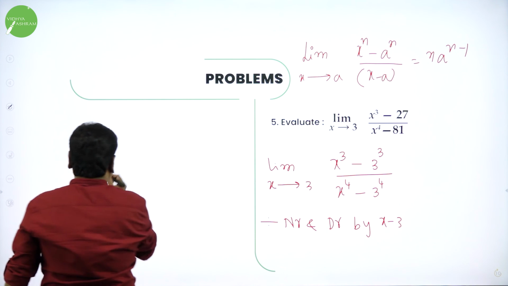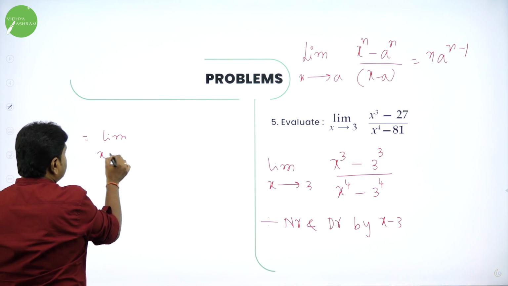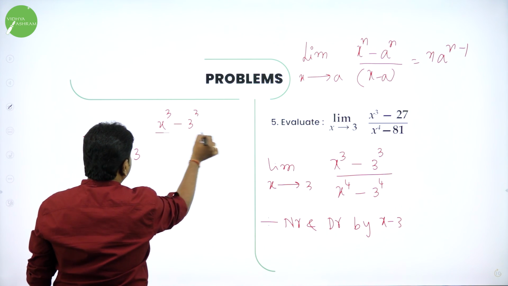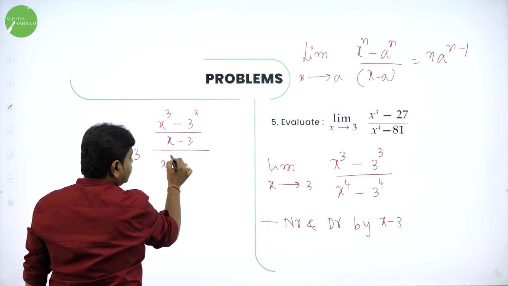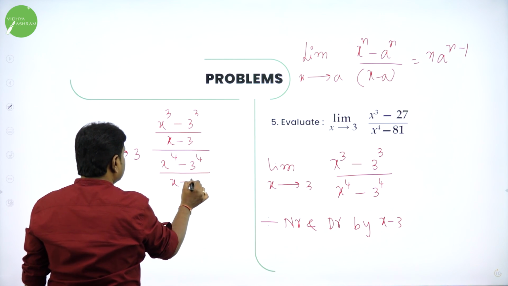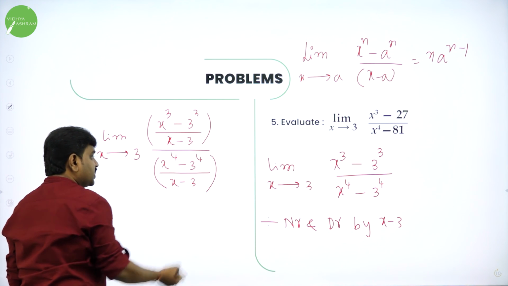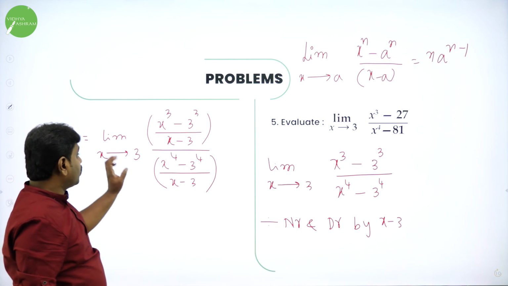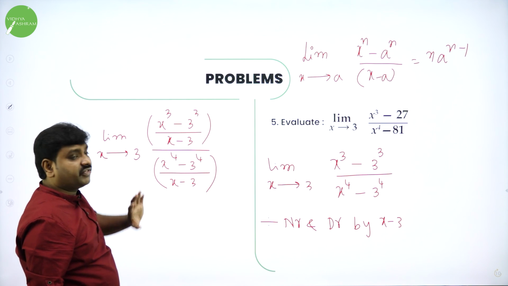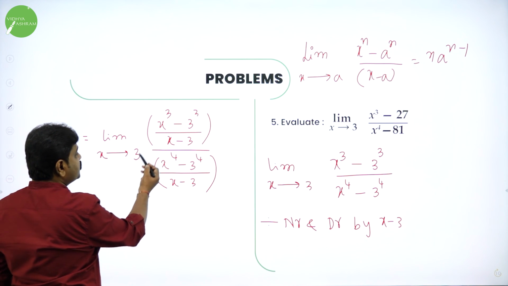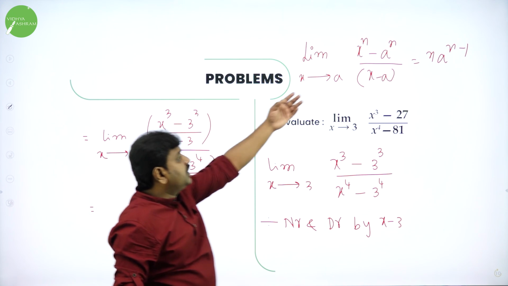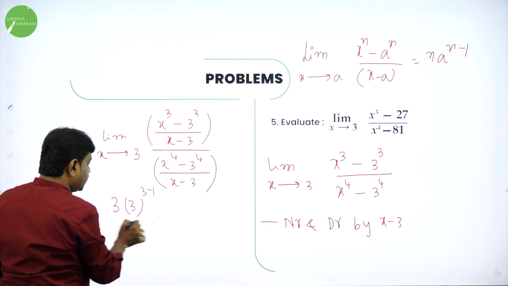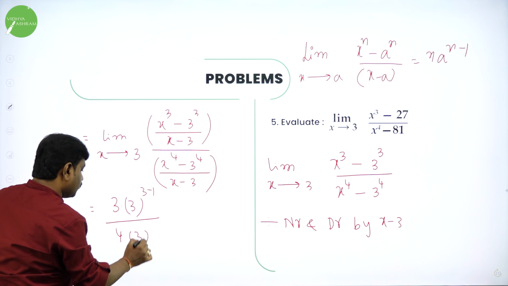If I do that, I will get limit x tends to 3. The numerator is x cube minus 3 cube, with the missing term x minus 3. In the denominator we have x power 4 minus 3 power 4, missing term x minus 3. Now you have algebra of limits. In algebra of limits I taught you, if you have f of x by g of x, numerator by denominator, function by function, you can apply the limit separately for the numerator and separately for the denominator. Directly I will apply the limit. What is the limit? x tends to a, x power n minus a power n by x minus a, is n into a power n minus 1. Separately, when I apply it for the numerator, it will become 3 into 3 power 3 minus 1. In the denominator, n is 4, so 4 into 3 power 4 minus 1.